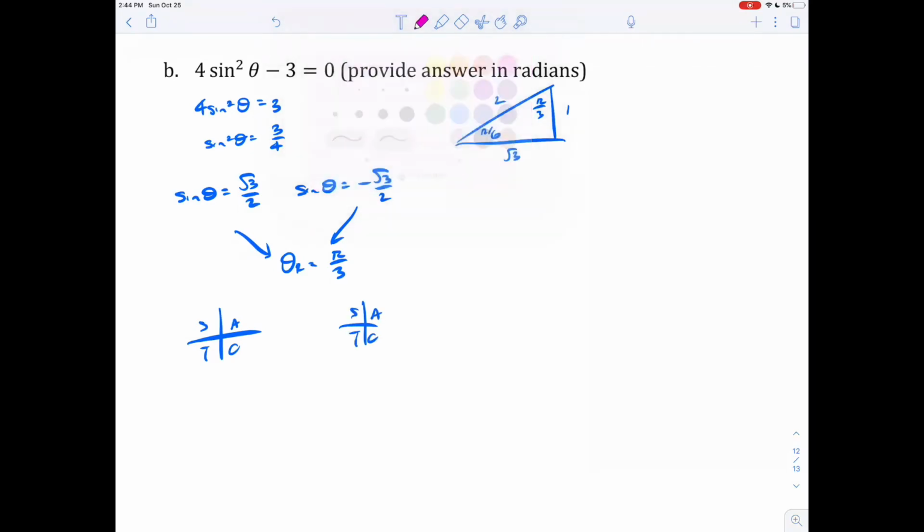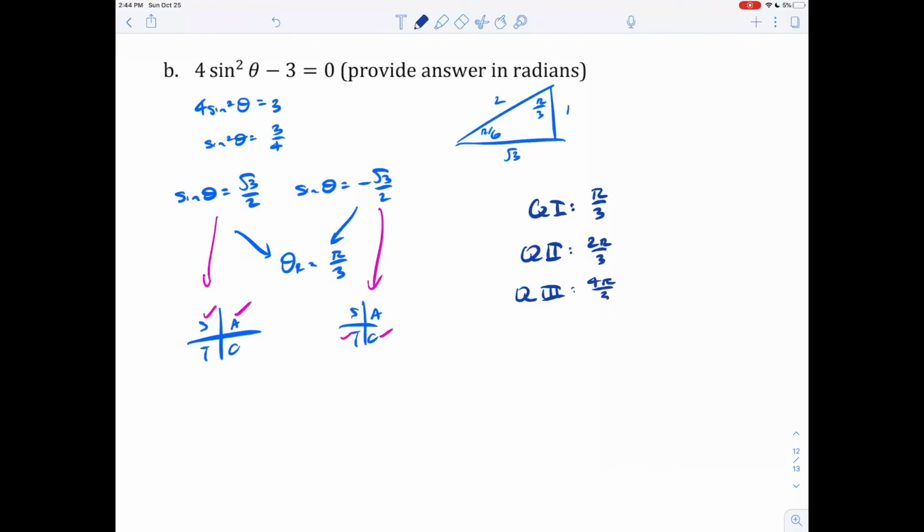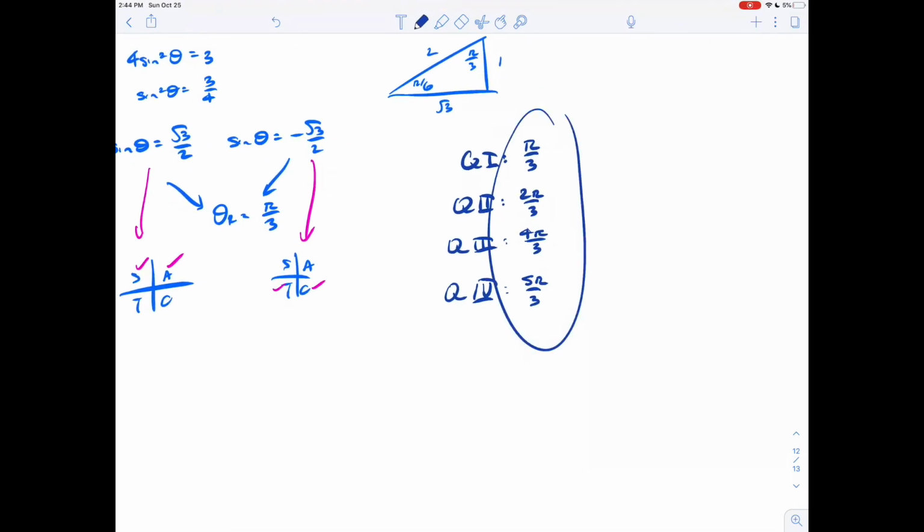For this first one, we're dealing with quadrants 1, 2. For this other one, we're dealing with quadrants 3, 4. So actually, we're dealing with all of them. In quadrant 1, that's just pi over 3. In quadrant 2, 2 pi over 3. In quadrant 3, 4 pi over 3. And in quadrant 4, 5 pi over 3. But we're not just stuck between 0 and 2 pi.